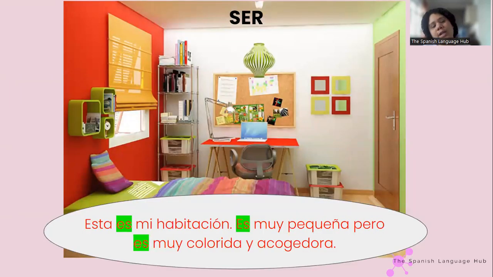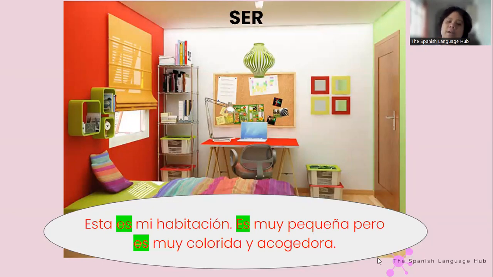Yeah, so now we can also describe places with ser and estar. So, for example, esta es mi habitación. Es muy pequeña, pero es muy colorida y acogedora. So this is my room. This is very small but very colorful and cozy, right? So this is again describing my room. I'm giving characteristics to my room. And this is how, if someone asks me how your room is, this is how I would describe it.